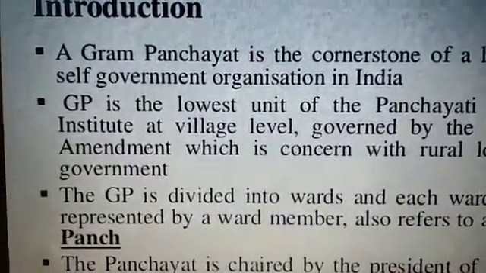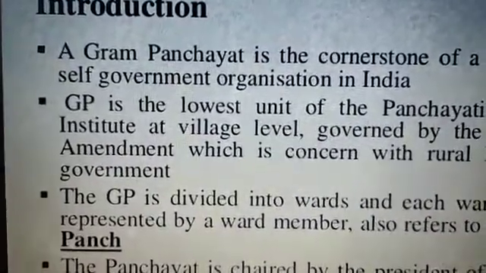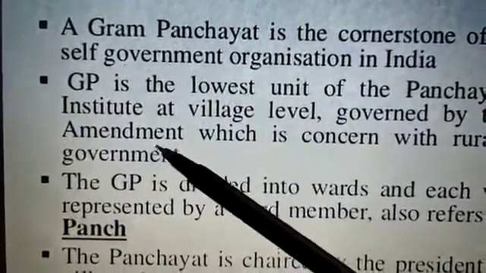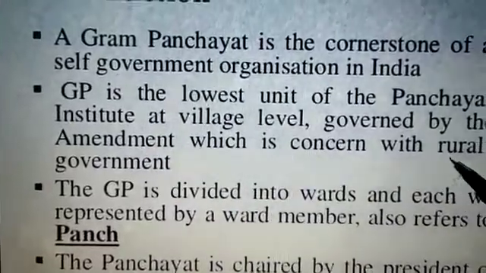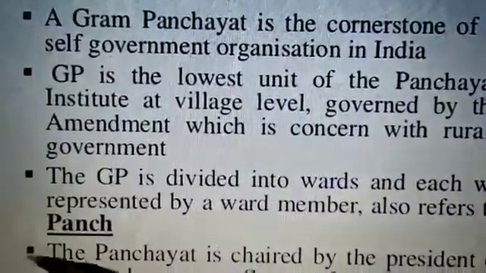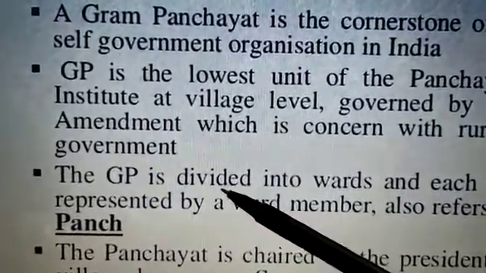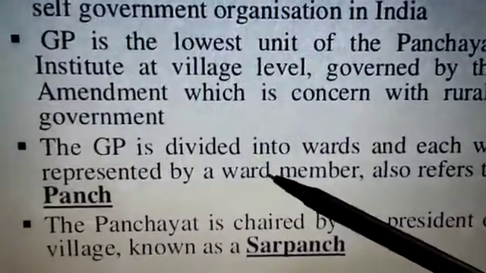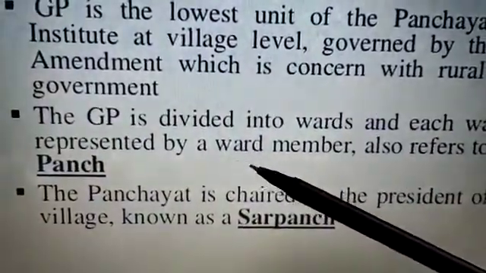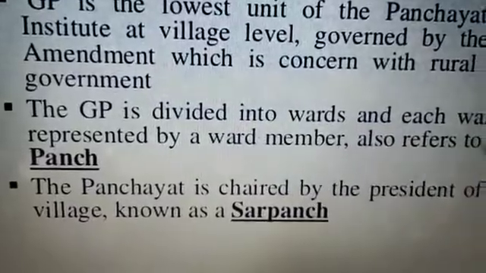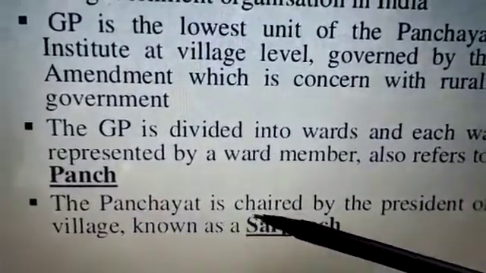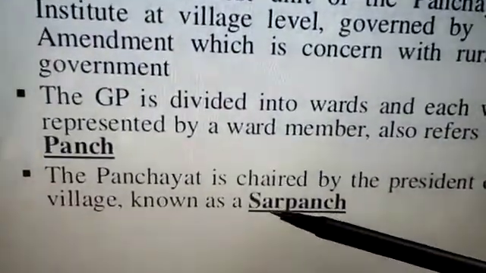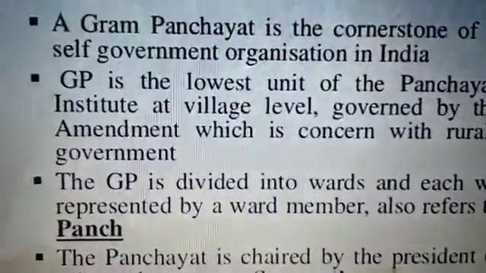That means when the Constitution was amended the 73rd time, the Gram Panchayat was included in the Constitution, and it goes with the rural local self-government. The Gram Panchayat is divided into wards, and each ward is represented by a ward member. That means each ward has a head, the ward member, also known as the panch. And the whole village panchayat has one association known as the panchayat, and that panchayat is headed by the sarpanch.